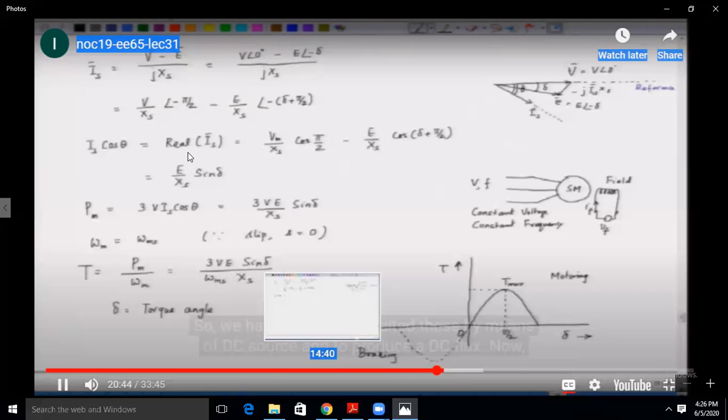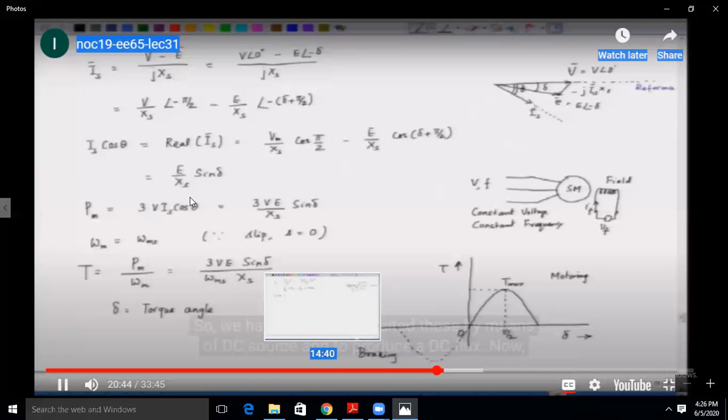Is cos theta, that is the real part of that particular Is, is given by Vm divided by Xs cos pi/2 minus E divided by Xs cos(delta plus pi/2). Cos pi/2 is zero, so it is given by E divided by Xs sin delta. So finally we get E divided by Xs cos(delta plus pi/2), which is sin delta. So now we have Is cos theta as E divided by Xs sin delta.